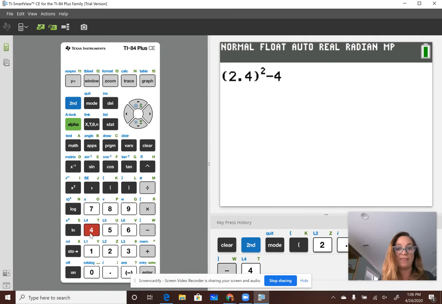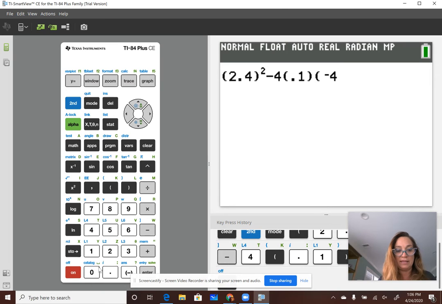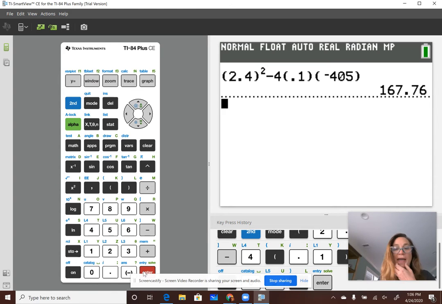Subtract, and you got to be careful. That cannot be a negative. It has to be subtraction. 4 times 0.1. And then another parentheses, and that has to be a negative sign. 405. Whoops, I didn't mean to hit that. I hope that didn't do anything. Okay, 405. Slightly poor calculator skills. Okay, 167.76. Totally not a perfect square.